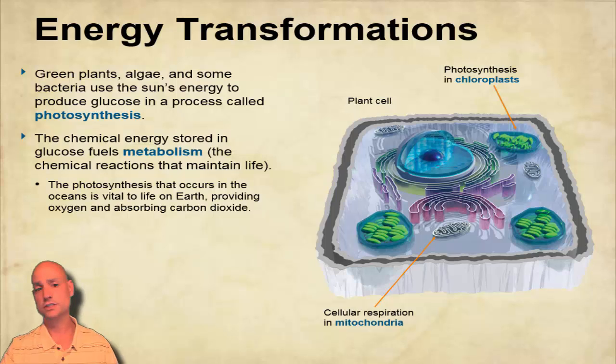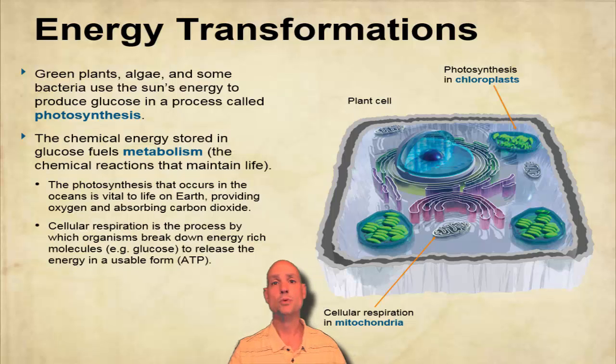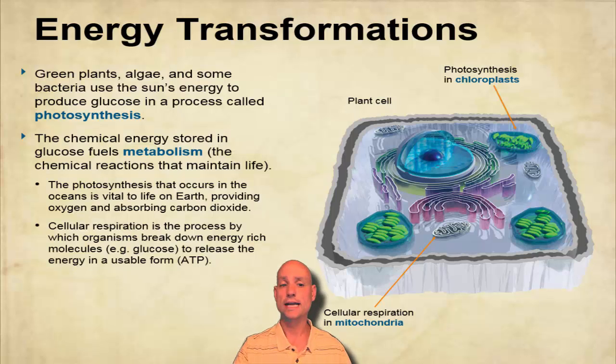Photosynthesis that occurs in the oceans is vital to life on Earth because it also provides oxygen, and it absorbs carbon dioxide. Next unit we're going to talk about how we need to really reabsorb that carbon dioxide. Cellular respiration kind of reverses that process. Organisms break down the organic molecules like glucose and release the energy in a usable form of ATP.